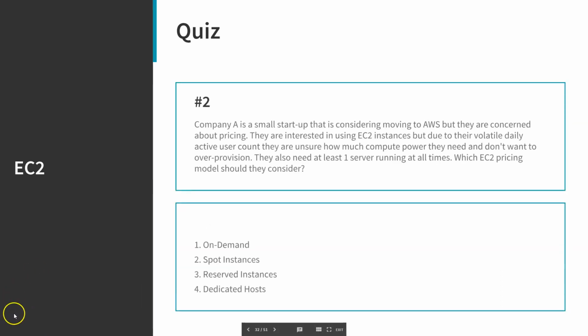Question 2. Company A is a small startup that is considering moving to AWS, but they are concerned about pricing. They're interested in using EC2 instances, but due to their volatile daily active user count, they are unsure how much compute power they need and don't want to over-provision. They also need at least one server running at all times. Which EC2 pricing model should they consider? Is it 1, on demand, 2, spot instances, 3, reserved instances, or 4, dedicated hosts?